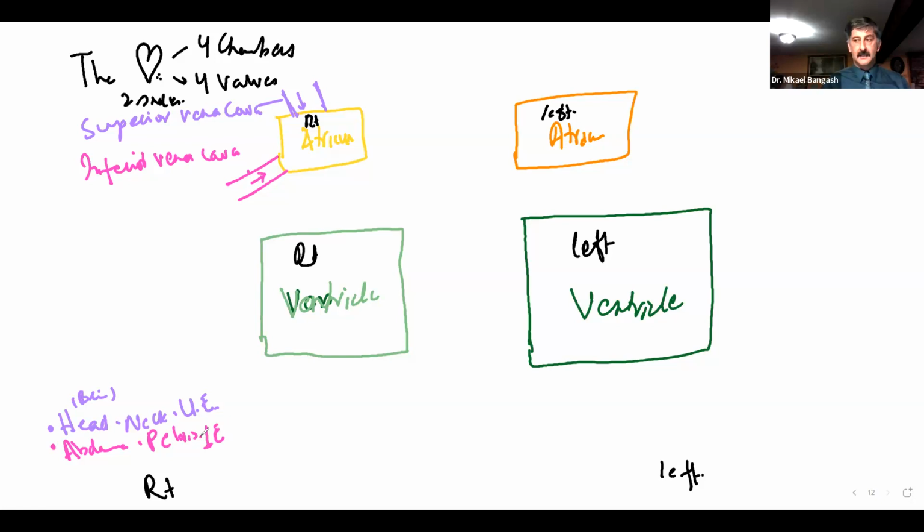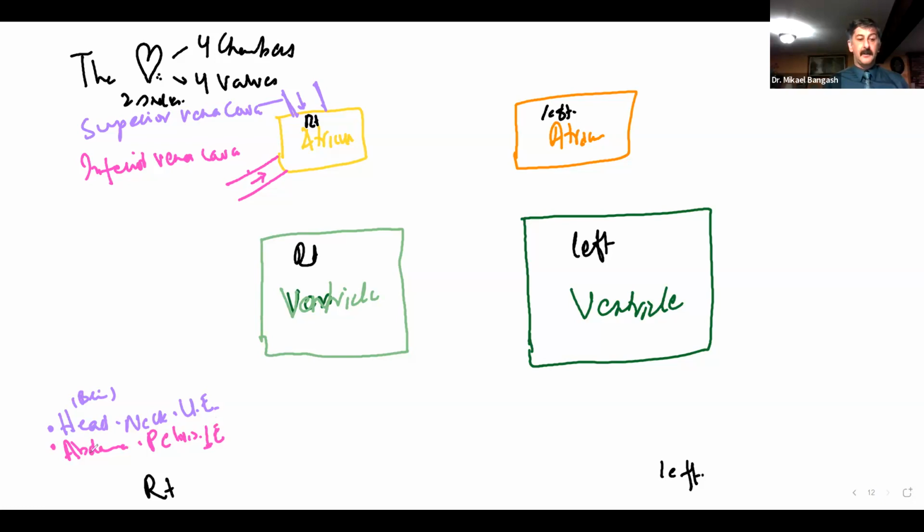Did that make sense? Yeah, so just to clarify, the blood from your lower extremities enters the right atrium through the inferior vena cava, ultimately. The blood vessels that bring blood back from your lower extremities are going to join blood vessels in the pelvis.